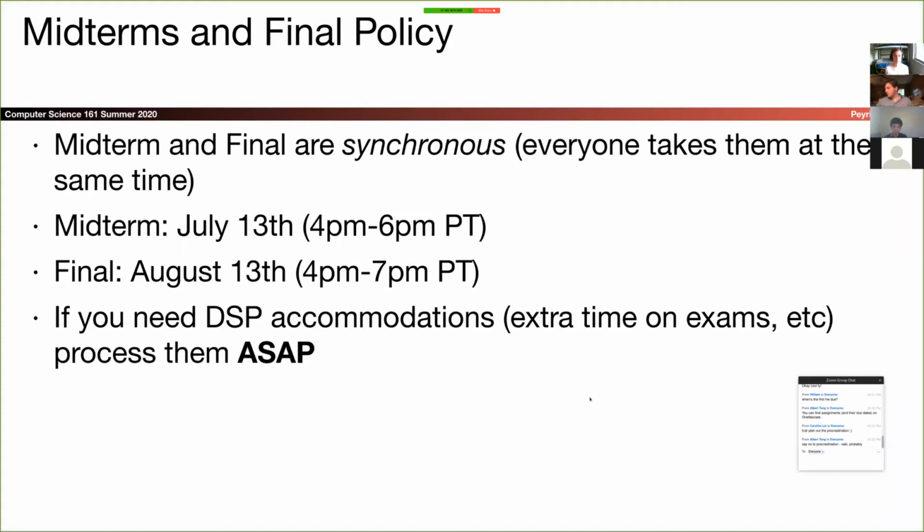According to the form you filled out, these are the most popular times. So the midterm is going to be 4 to 6 Pacific time, and the final is going to be 4 to 7 Pacific time. If you do need DSP accommodations, so this is the Disabled Students' Program, if you need extra time on exams or a special private environment or something like that, just let us know and we can work that out.